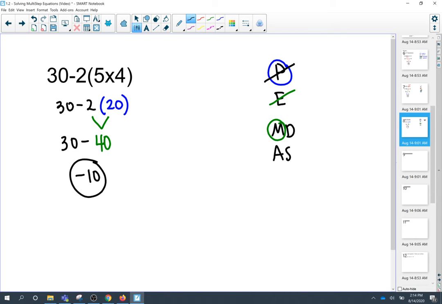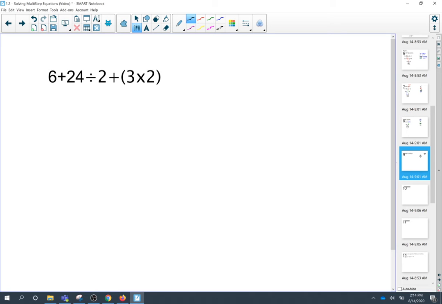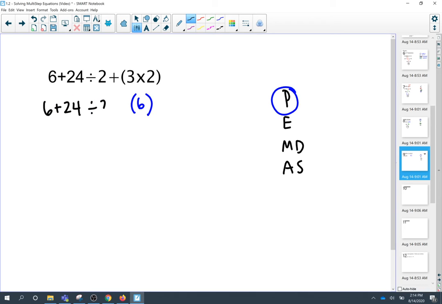Let's try again. 6 plus 24 divided by 2 plus 3 times 2. So please excuse my dear Aunt Sally. I'll go through this one a little quicker. Parentheses first. 3 times 2, 6. Then I'm going to bring down the 6 plus 24 divided by 2 plus my 6.